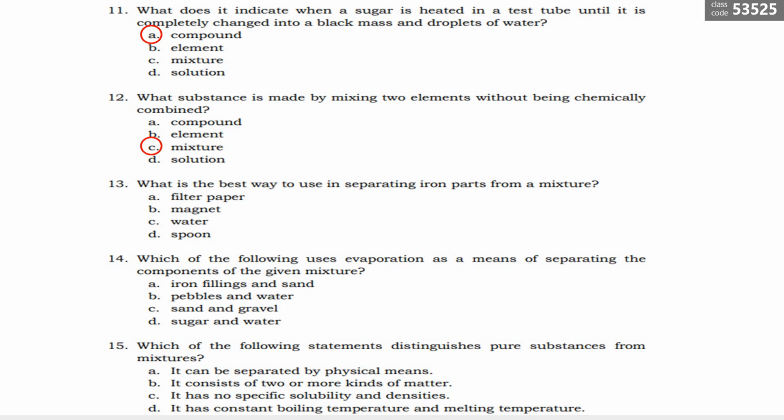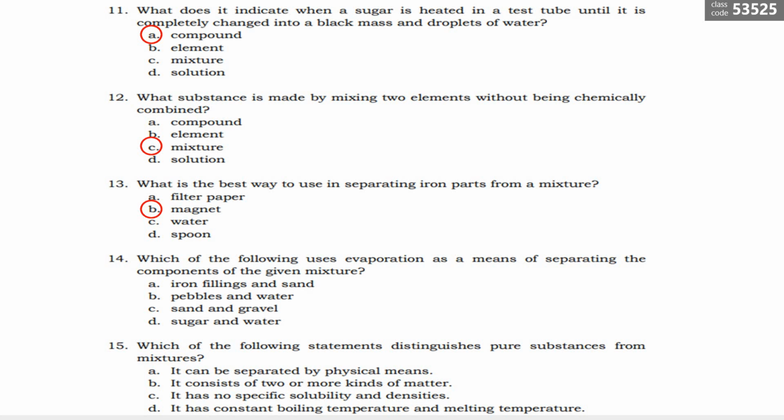Number 13 question. What is the best way to use in separating iron parts from a mixture? A. Filter paper. B. Magnet. C. Water. D. Spoon. Go. Let's see the correct answer. The correct answer is using a magnet, letter B.